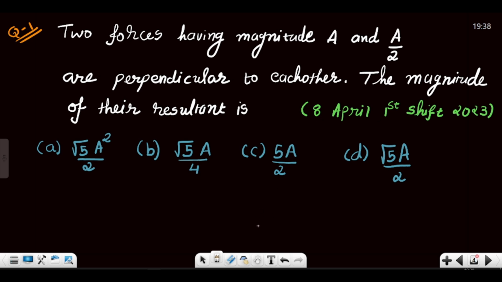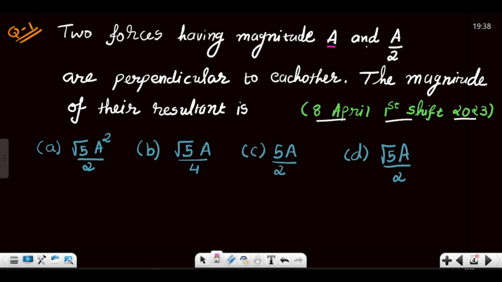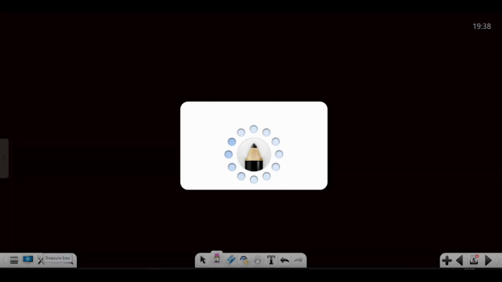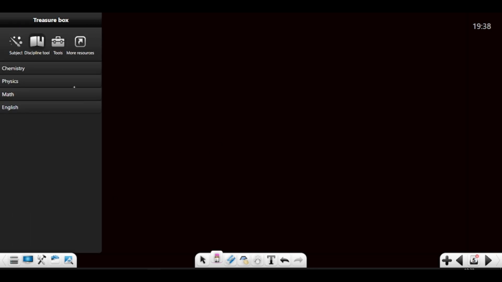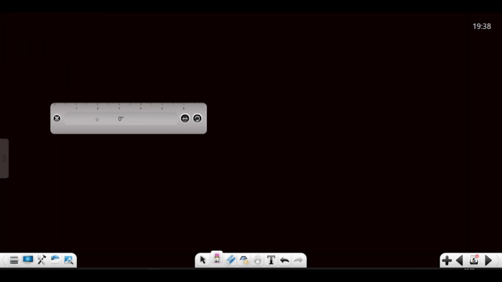The question is from 8th April, first shift 2023. The question is: two forces having magnitude A and A by 2 are perpendicular to each other. The magnitude of the resultant is, okay, what will be the magnitude of the resultant? They have asked for the magnitude of the resultant. Okay, no problem. Let us see.